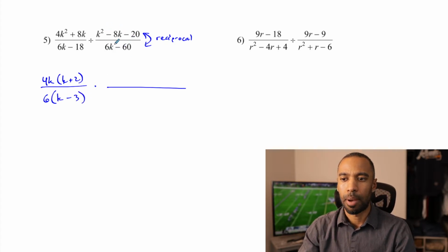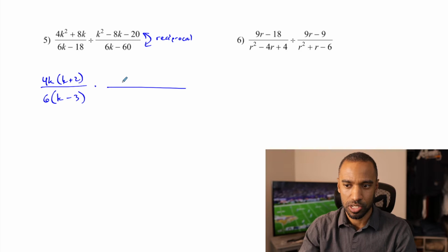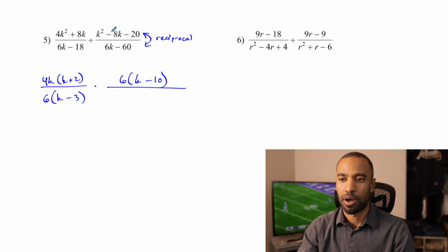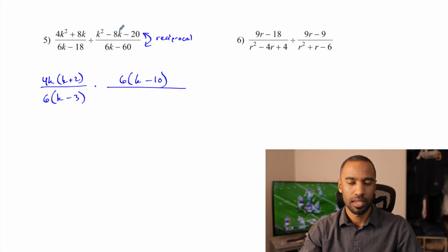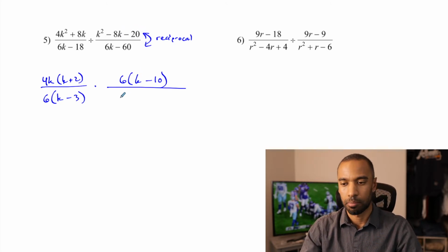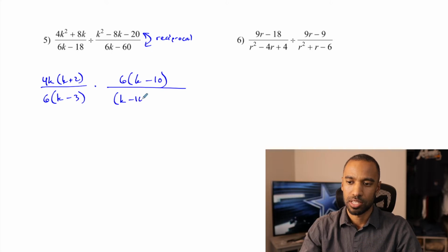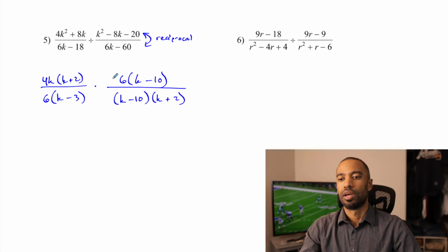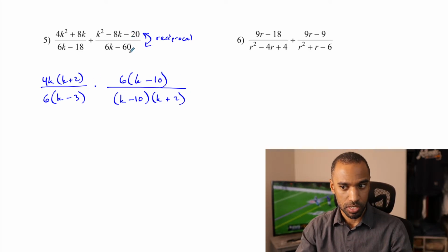Now here, I'm going to put this up top. So 6k minus 60. I'm going to factor out the 6, and I have k minus 10. And then on bottom, two numbers that multiply to make negative 20 and add to make negative 8 are negative 10 and positive 2. So it's k minus 10 and k plus 2. Okay, so I already flipped these things right here.